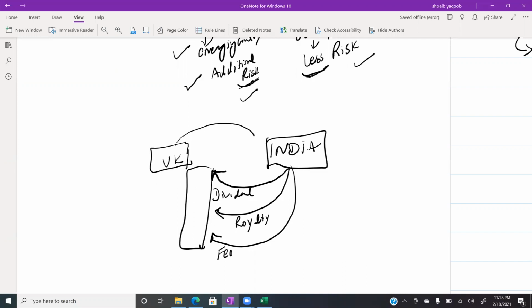We are assuming that India has imposed a restriction only on the dividend, not on the royalty, not on the fee. So if the Indian government has put a restriction on the dividend, we will not get the dividends. There is no problem. We will start receiving funds in the shape of royalty and in the shape of fee. That was the point the examiner was discussing in part B. Okay.